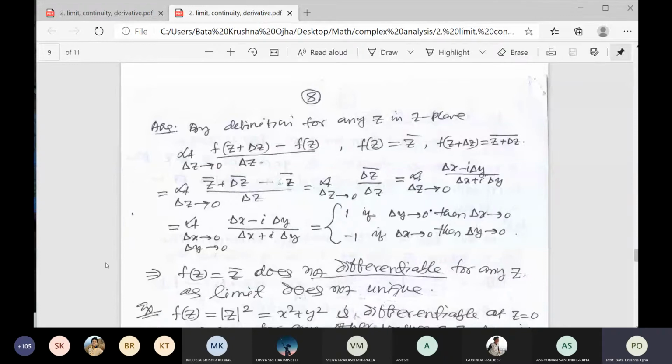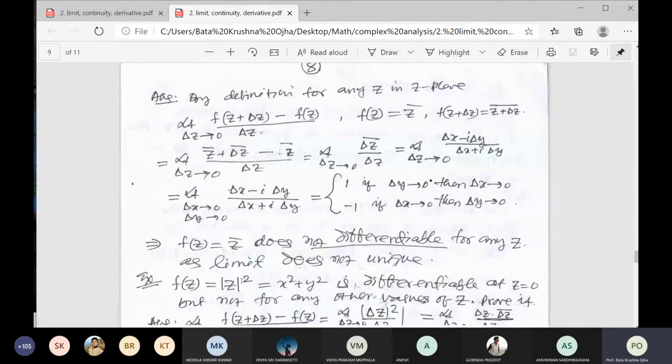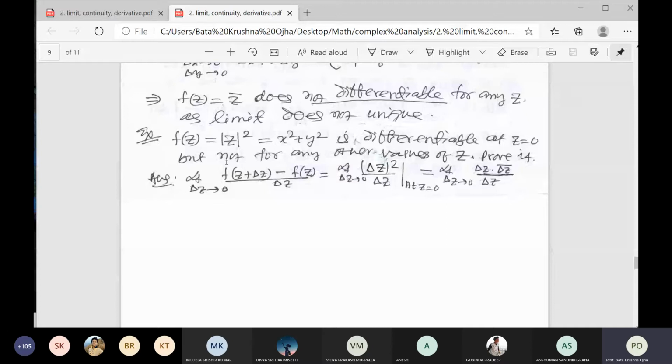f(z) is equal to mod z square. That is, mod z square, which is x square plus y square, is differentiable at the origin, but not at any other value of z. Only at the origin. If you check differentiability at the origin, take the limit as del z tends to 0, with z replaced by 0, you will find f of del z by del z, mod of del z square by del z.